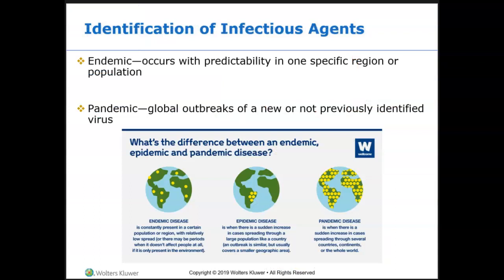So, identification of infectious agents, right? We have endemic, which is the predictability of a specific region or population. Pandemic, that's what we had for COVID, and that's when there's an actual global, meaning worldwide, outbreak of a new or not previously identified virus, right? And of course that happened with COVID.